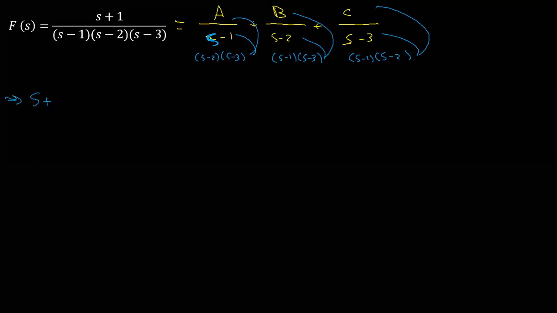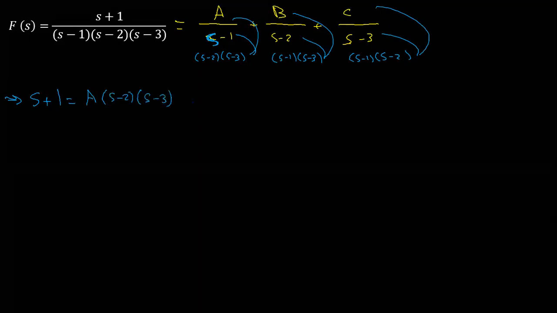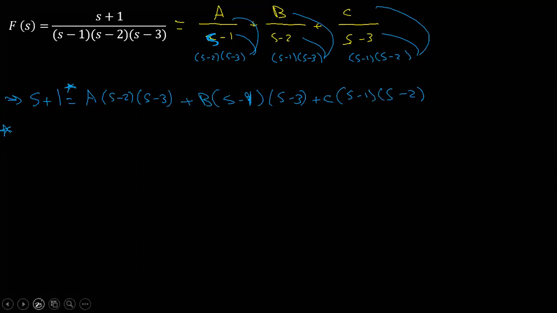S plus 1, the left-hand side, equal. My A is multiplied by S minus 2, S minus 3. My B is multiplied by S minus 1, S minus 3. And notice that your C is multiplied by S minus 1, S minus 2. Now you need to find the values of those constants. Let me call this equation star.